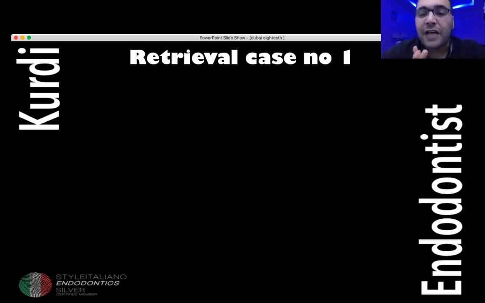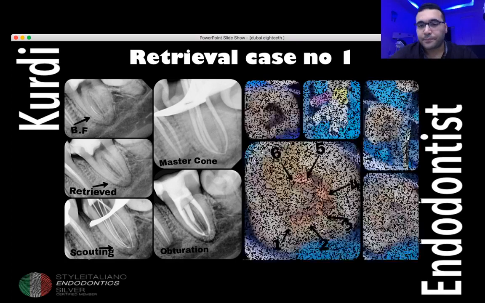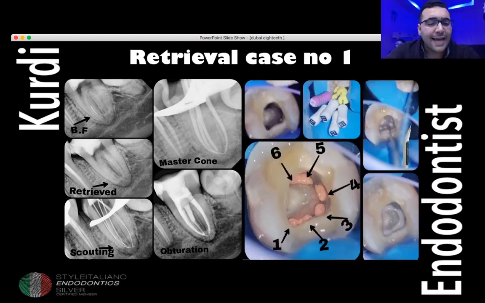Now let's move to some retrieval cases, because I know that retrieval cases are a little bit more catchy, and the cases are the catchy part in any webinar or even lecture. Here we have a broken file. By the way, this file was a HyFlex CM file, and it was broken in one of the canals in the mesial root, and it was a C-shaped case of a lower second molar. As you can see, we had about 6 orifices, but we have only one portal of exit.